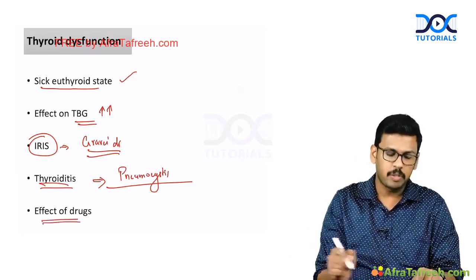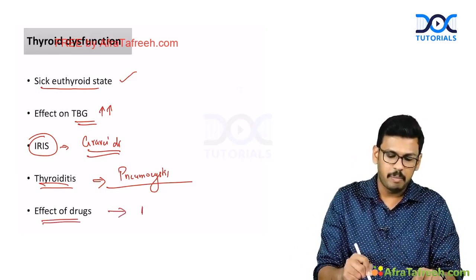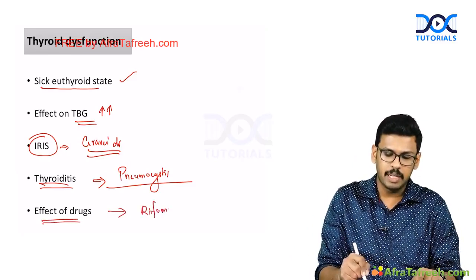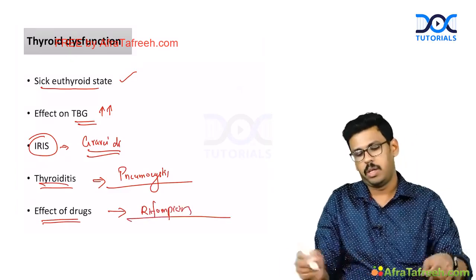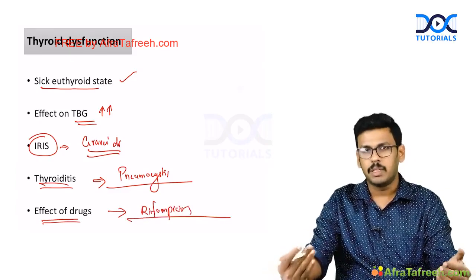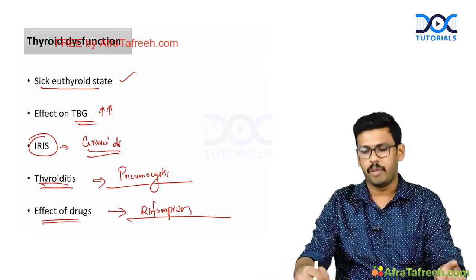So, effect of drugs: we have learned about rifampicin, which increases the clearance of thyroxine. So these are all the important thyroid related effects of HIV infection.